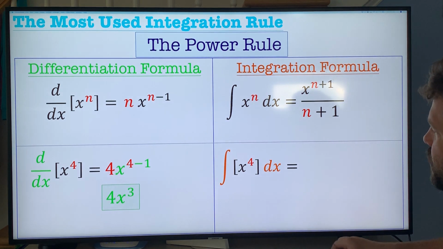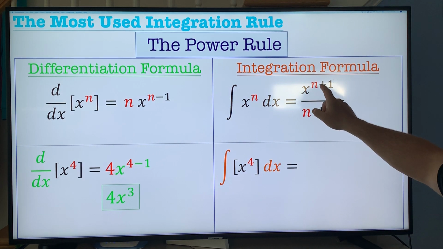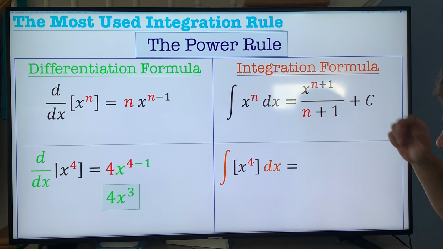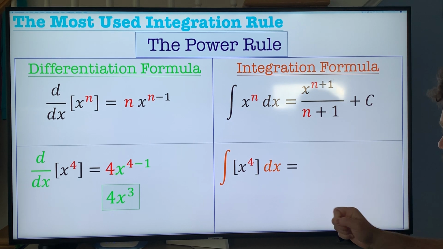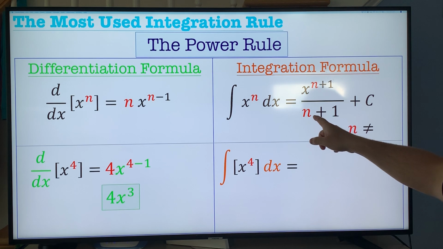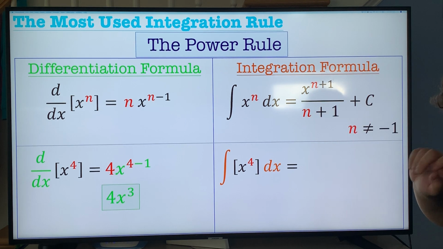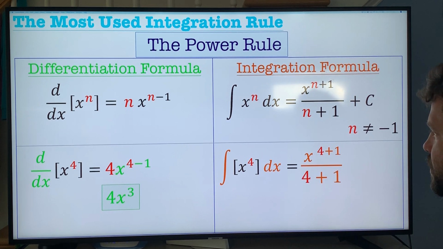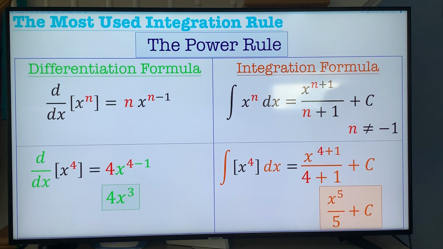X to the fourth. Let's use our formula. 4 plus 1 is 5. Oh, plus c. I just forgot the plus c. All right, so n can't equal what? Obviously negative 1. X to the 4 plus 1 over 4 plus 1. X to the fifth over 5 plus c. All right? There you go.